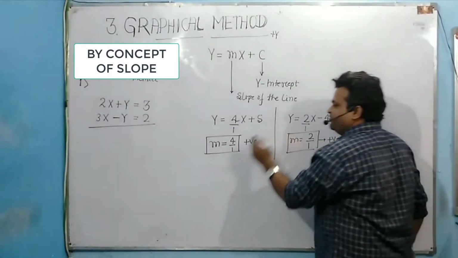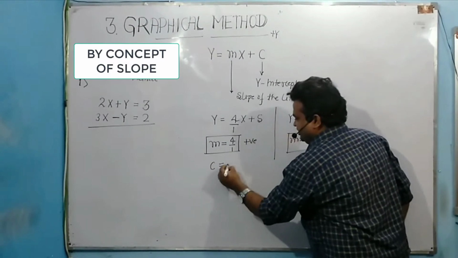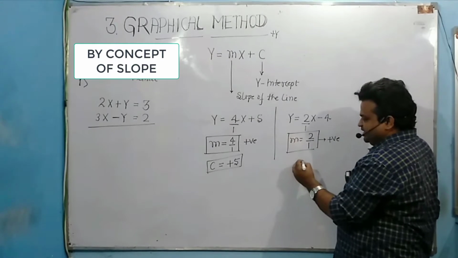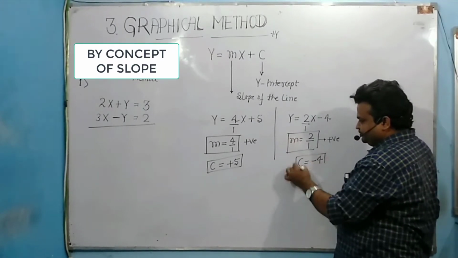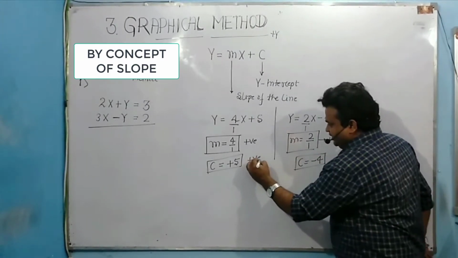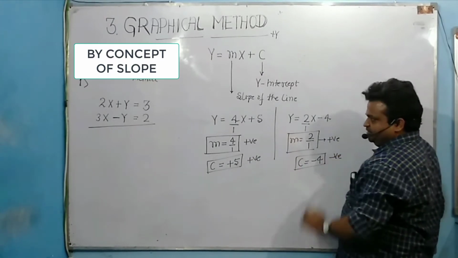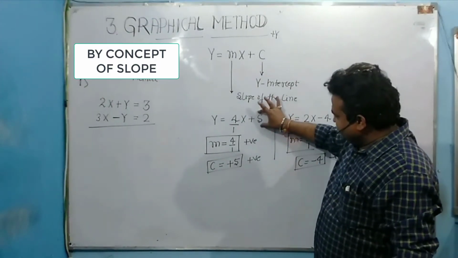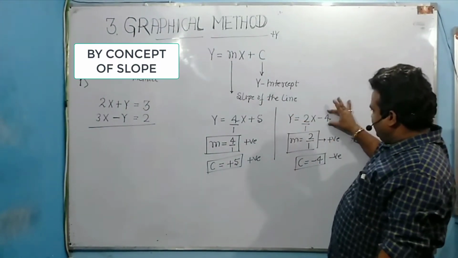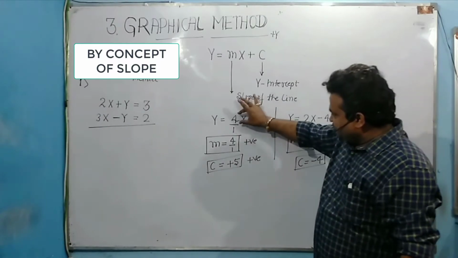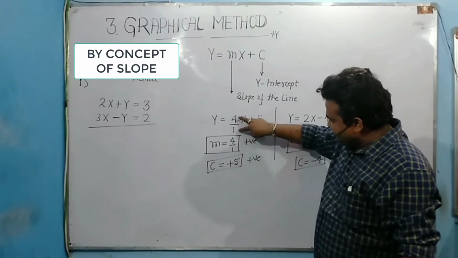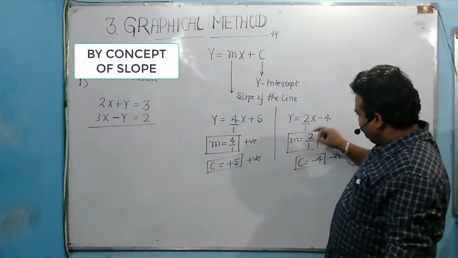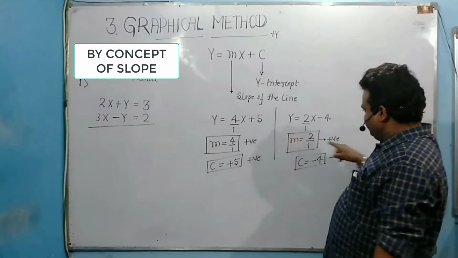Now, what is the c value here? The c value in this case is plus 5. And what is the c value here? The c value in this case is minus 4. So this c value is positive, this c value is negative. So first you should be clear with the concept. This is my c value, positive; this is my c value, negative. This 4 is like 4 by 1, which means this is my slope, 4 by 1, tan theta. And this is also m, 2 by 1, this is my slope, which is positive.